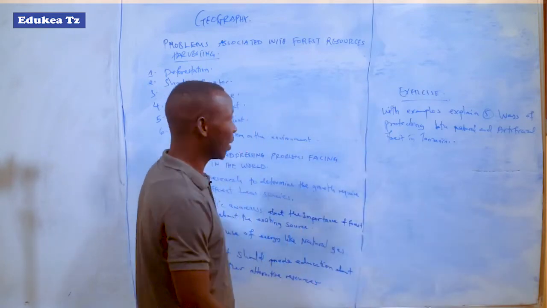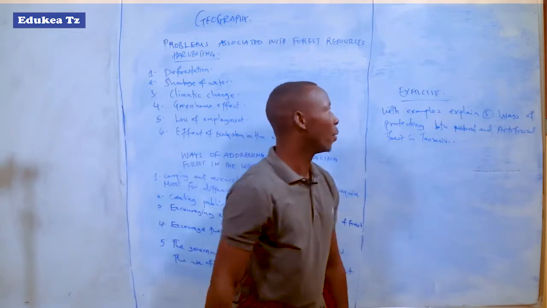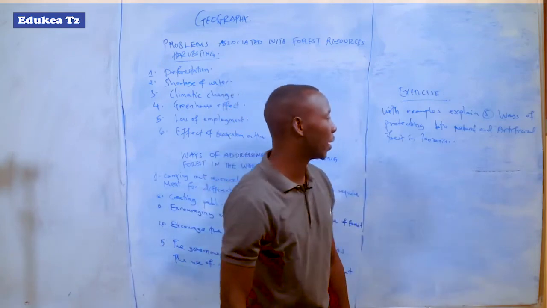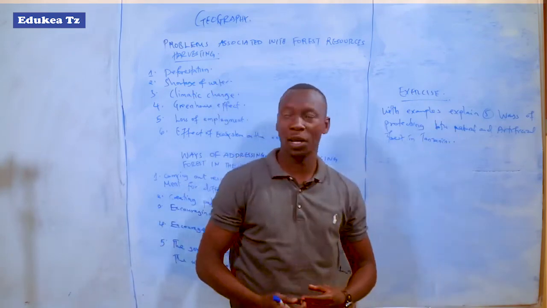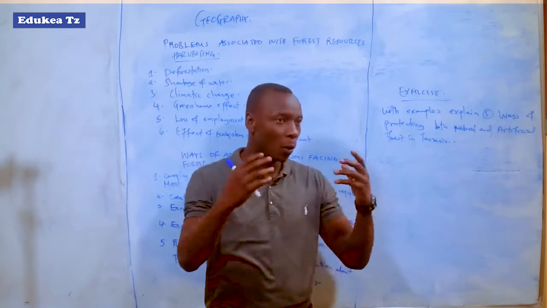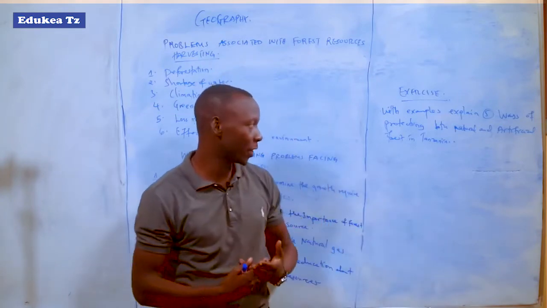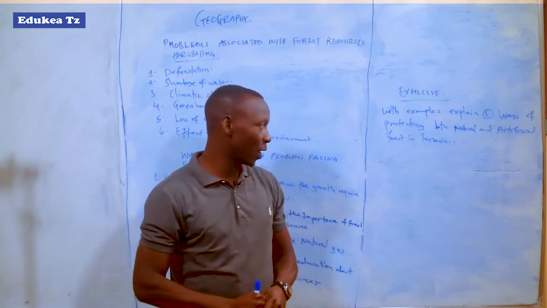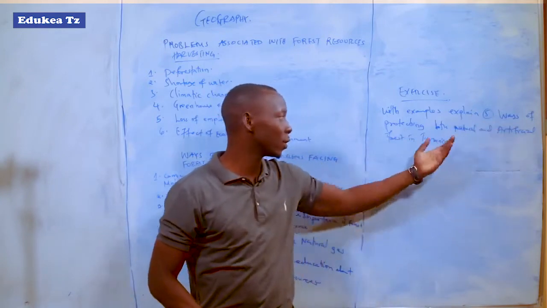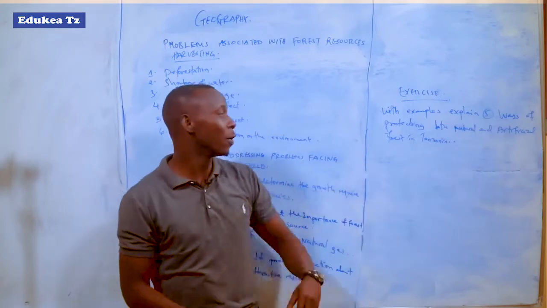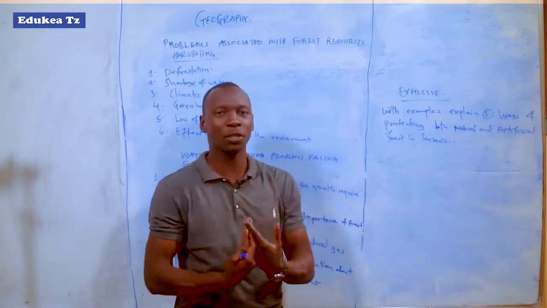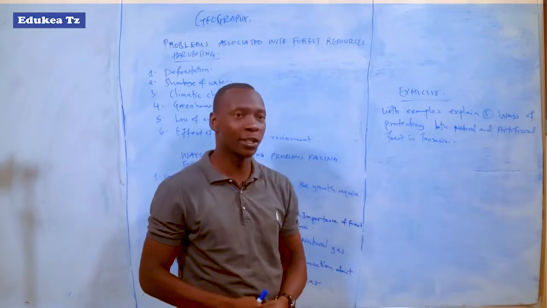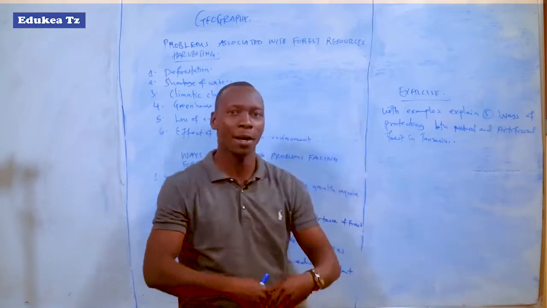After looking at this, my dear students, we have one exercise. This exercise requires you to explain five ways of protecting both natural and artificial forests in Tanzania. As we have looked from the beginning to the end, you should educate your fellows, your parents, your guardians, and your neighbors that the forest is very important. Can you trace the ways of protecting both natural and artificial forests in Tanzania so that forests can lead to the attraction of rainfall, which will lead to the development of agriculture and hence the development of the nation and other sectors in the country?